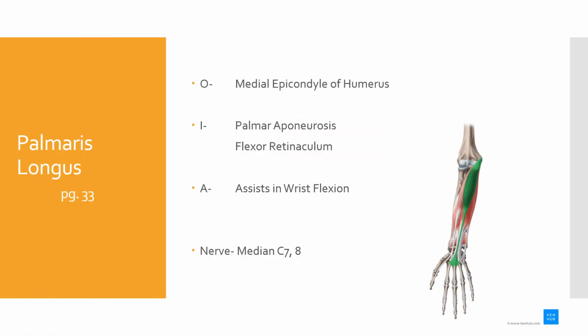Palmaris longus, origin, medial epicondyle of humerus. Insertions, palmar aponeurosis and flexor retinaculum. Action, assists in wrist flexion.